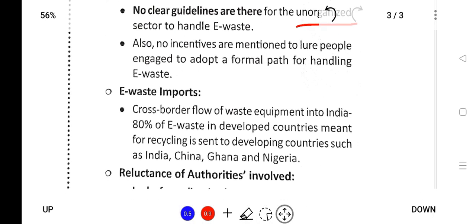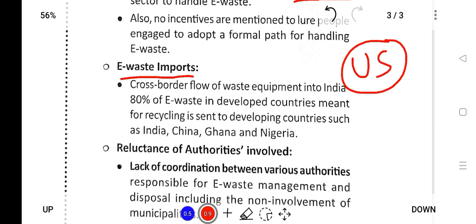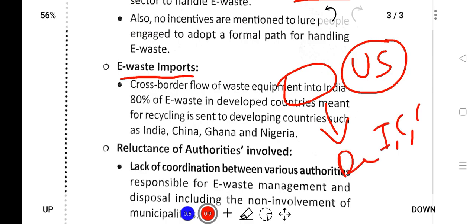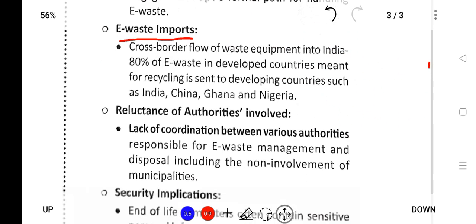Next, e-waste imports. Whenever the United States and all the developed countries produce e-waste, they dump it in developing countries like India, China, Ghana, and Nigeria. So this has also led to an increase in e-waste pollution in developing countries.